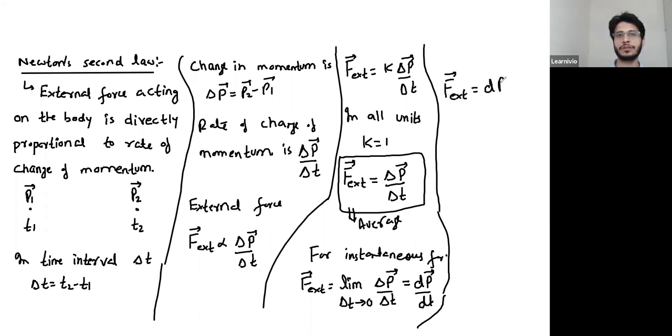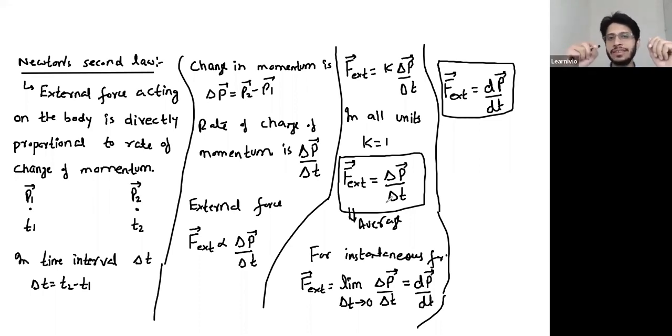So F external is dp over dt. This is the external force acting on the body, which is the rate of change of momentum, d over dt of p. This is instantaneous. Whenever you have average, you will have delta in your equations, but once you have instantaneous, it's d, meaning you are differentiating momentum with respect to time. Okay, just note it down, then we'll move further. This is Newton's second law, that force is rate of change of momentum.